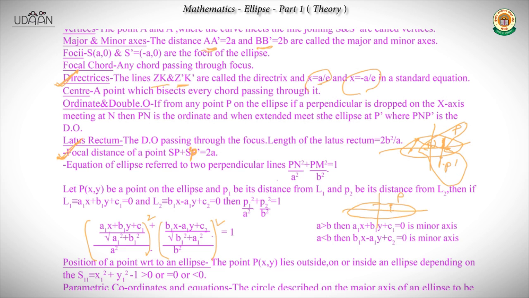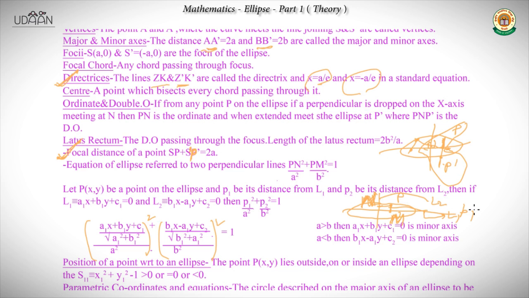This is the point P. If you assume this as Pn, this as Pm, and this is L1 and this is L2. Now assume that the point is P(x, y), and P1 is the distance from the line L1, and we will assume that the distance from L2 is P2.